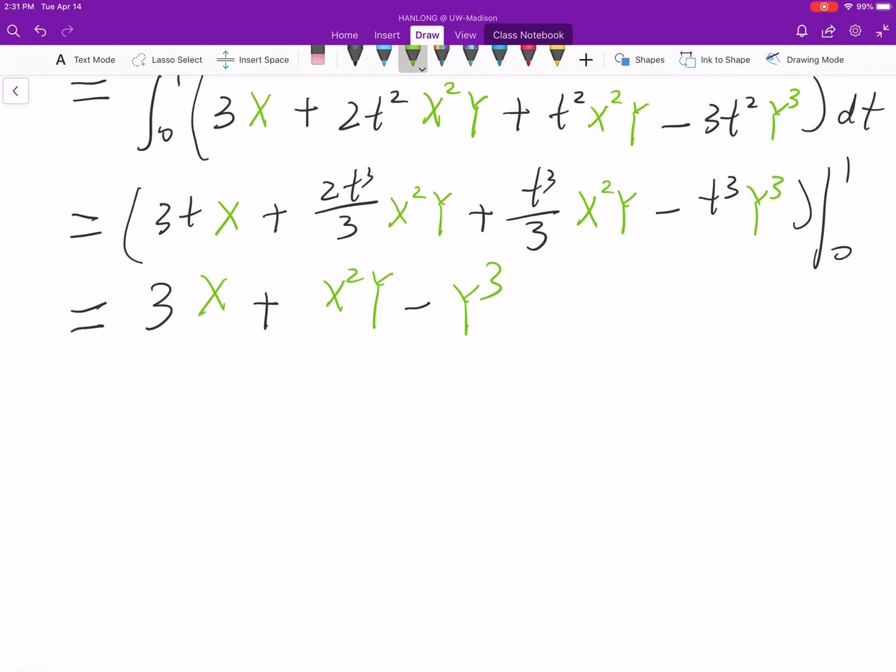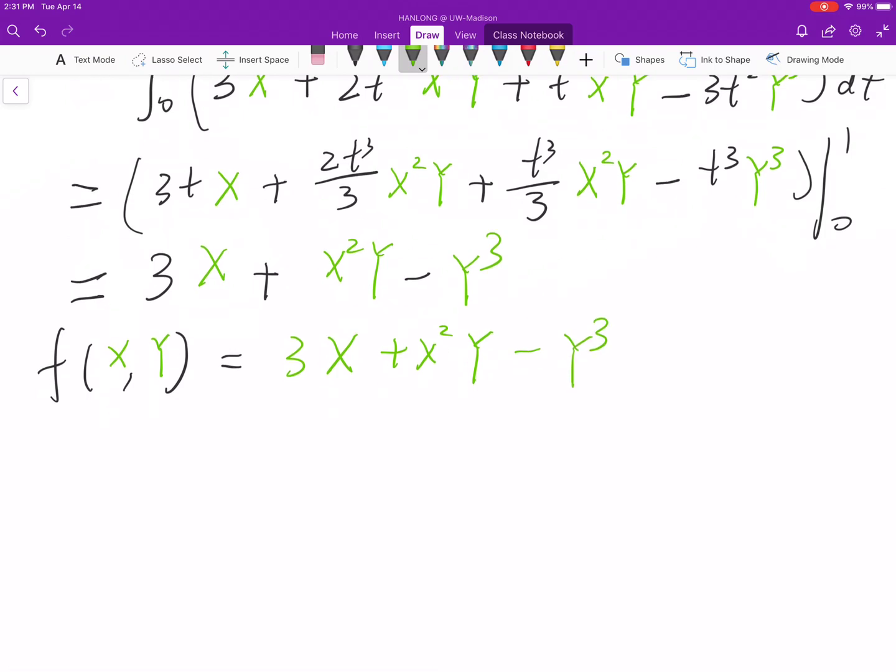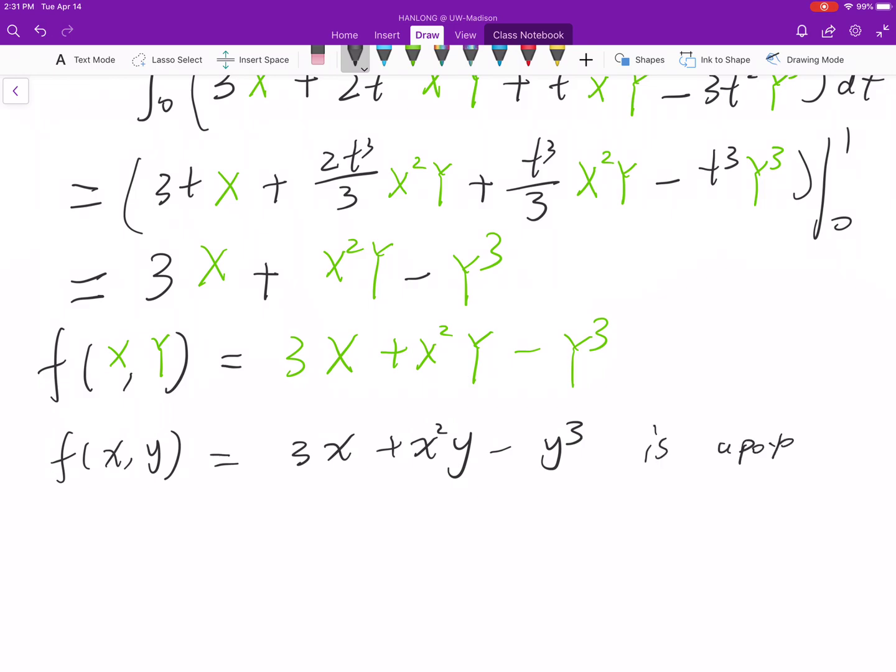Okay, so now f of xy is three x plus x squared y minus y cubed. Since the capital X, capital Y are just two free variables, usually we just use small xy to represent it, and this is a potential function.